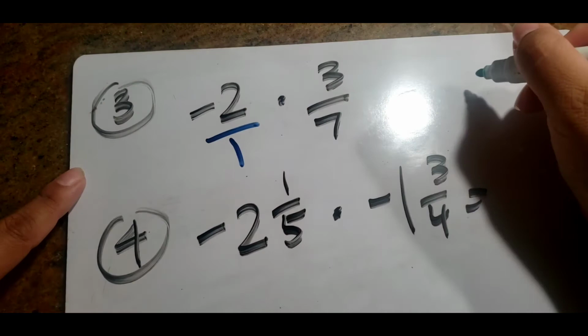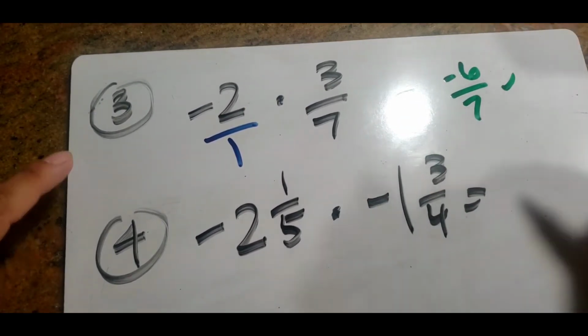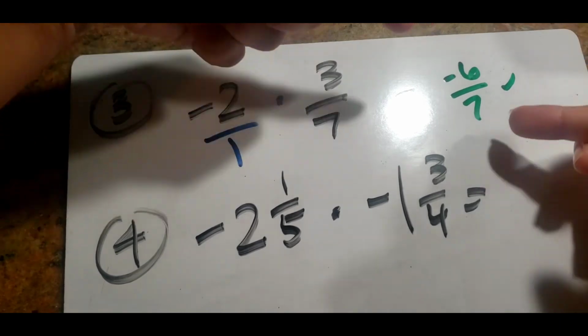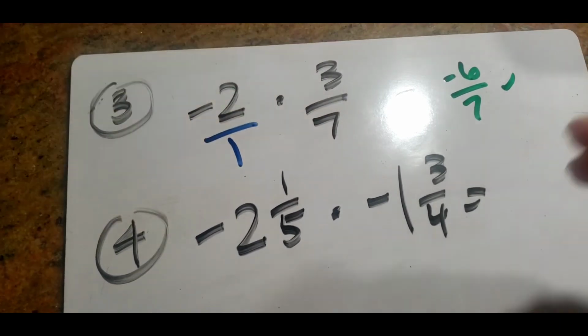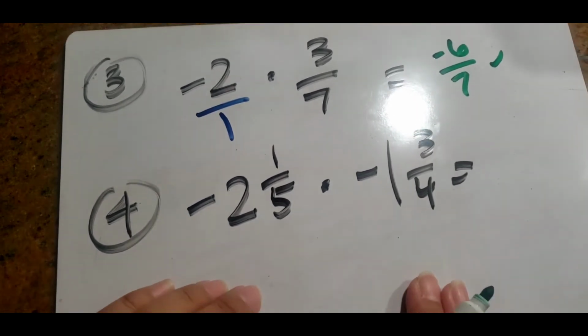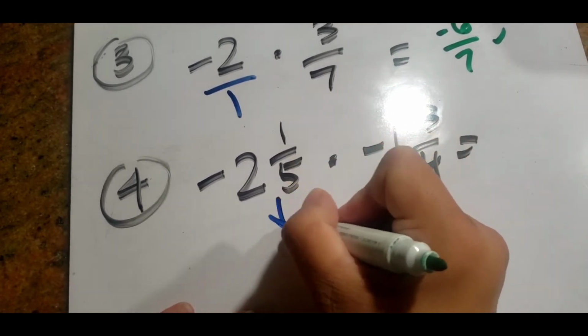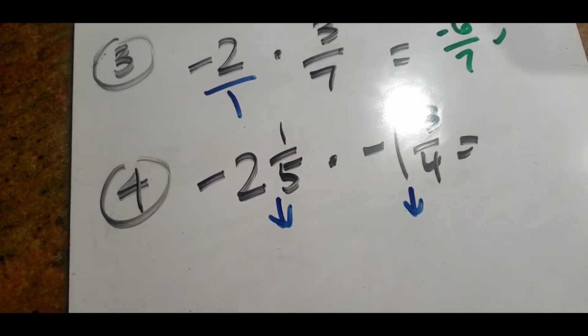So -2 times 3 will give you -6, and 1 times 7 will give you 7. And because you couldn't reduce ahead of time, you know this is already in simplified form. Okay? But always double check. All right, and then number 4, we have 2 mixed numbers. Whenever I have 2 mixed numbers, right away I rewrite them as improper fractions, okay?